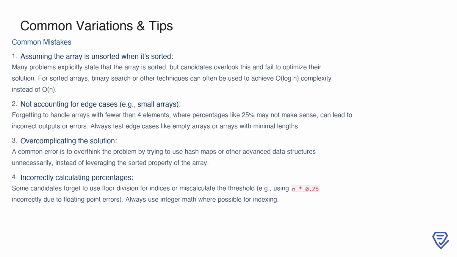Instead of leveraging the array's sorted property, some candidates unnecessarily introduce hash maps or other advanced data structures, which add complexity without improving efficiency. Finally, errors in percentage calculation, such as using floating point arithmetic instead of integer math for indices, can lead to subtle bugs. Always use floor division for precise calculations, especially when determining thresholds like 25%.